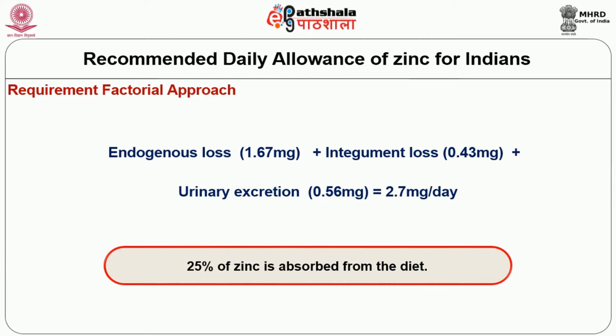So, out of the total dietary zinc present, only 25% of zinc is absorbed from the diet. So, you need about 12 milligrams per day to get about 2.7 milligrams at an absorption of 25%. So, at 25% absorption, we get about 2.7 milligrams from a diet containing 12 milligrams of zinc.